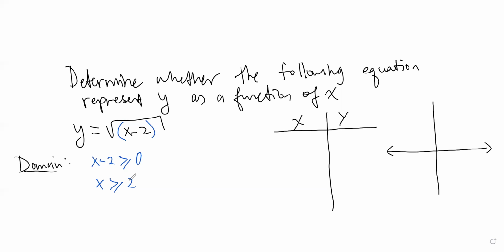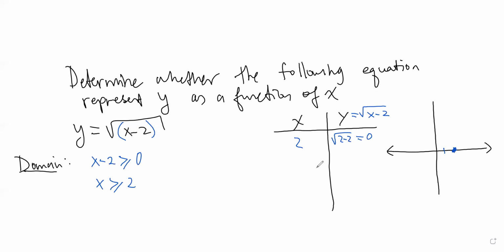Therefore, when I choose my x values for constructing the points, I'm going to choose the numbers that are bigger than or equal to 2. So I can start with 2. When I plug the 2 into our equation, root of x minus 2, I'll have root of 2 minus 2, which is just going to be 0, right? So (2, 0) is this point, 1, 2. That's this point right here.